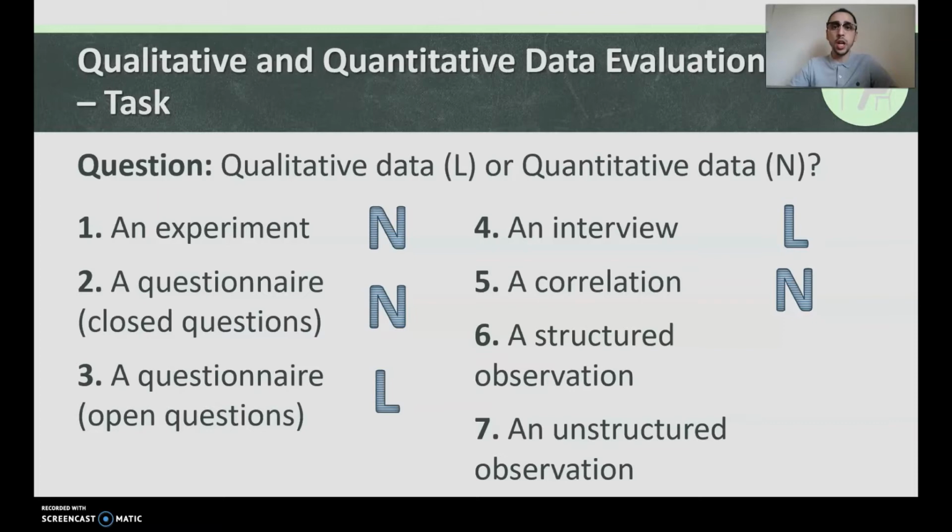Now we've got structured and unstructured observations. An unstructured observation is when you just record everything that's going on and everything that everyone says. A structured observation is when you have categories. Okay, I'm observing this baby. Every time it smiles, I'm going to tick it into this category. Every time it frowns, I tick it into that category. And that's a structured observation. So there's usually categories involved. A structured observation is more likely to be quantitative data, whereas unstructured is more likely to be qualitative data.